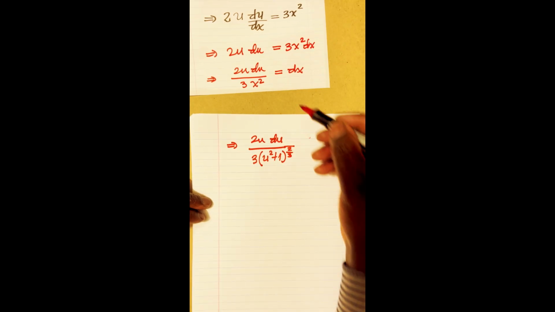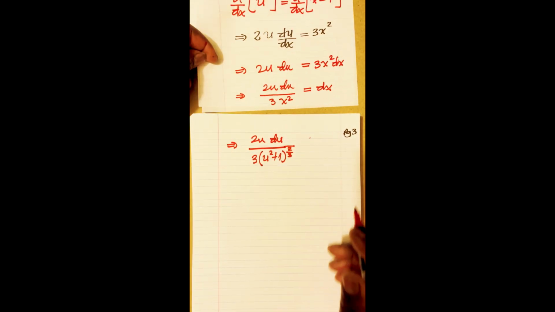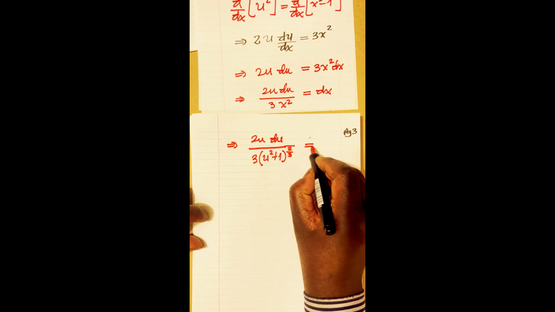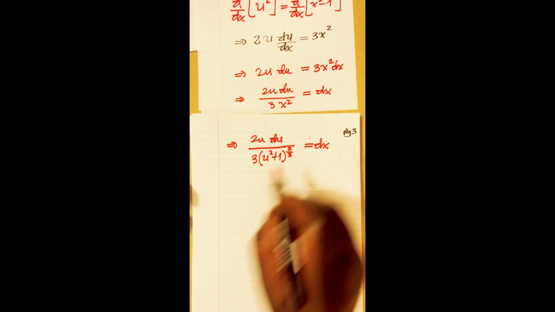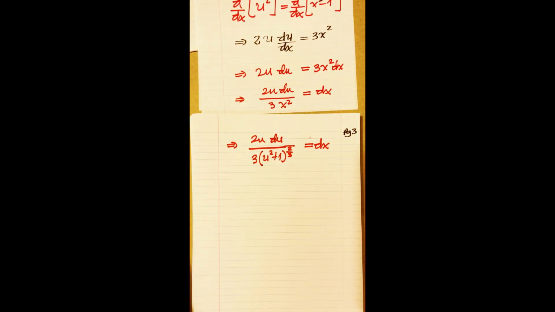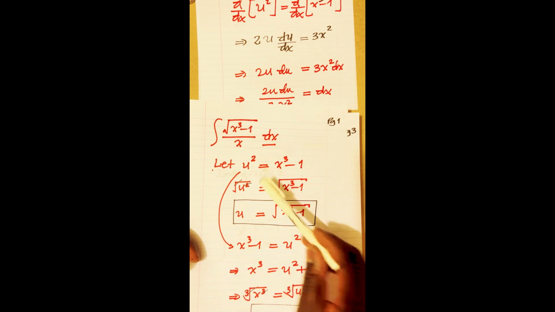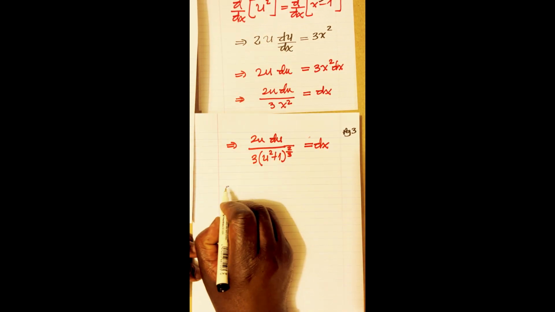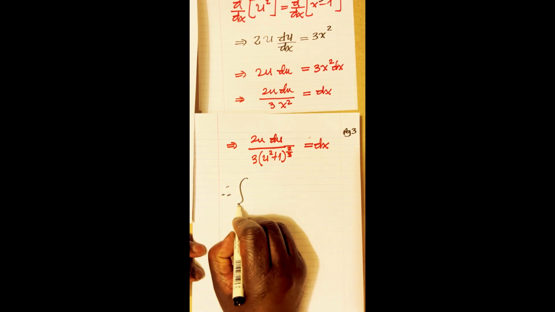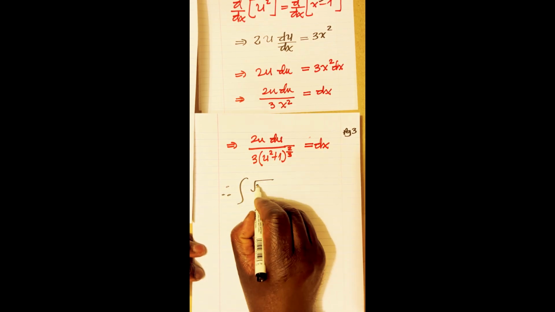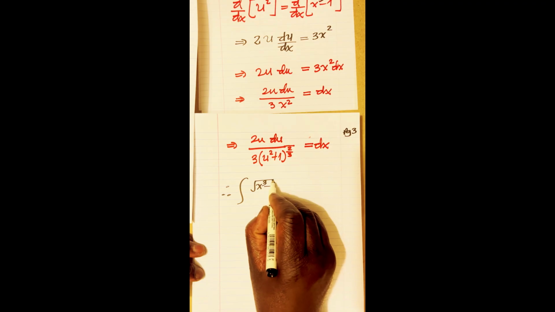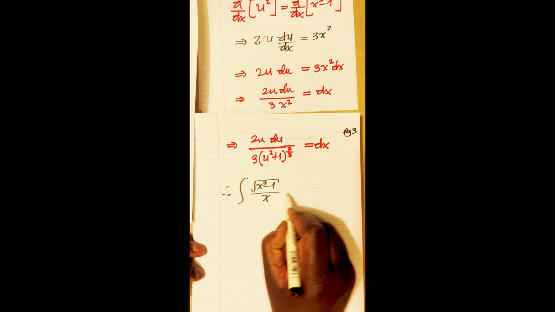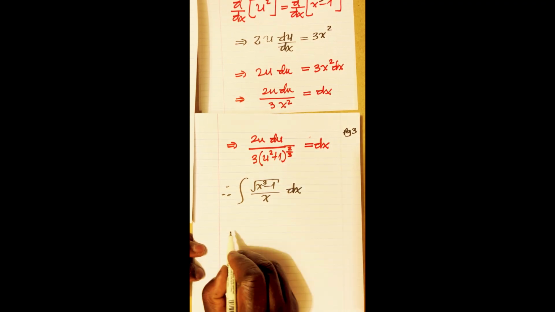And on the right hand side, what do I have? I have dx. There it is, dx. This is equal to dx. Fantastic. Now the integral can be transformed totally. Let's get back to our integral. Here is the integral. The numerator is taken care of by that expression. So let me copy the integral again. The integral of the square root of x cubed minus 1 all over x dx changes as follows.